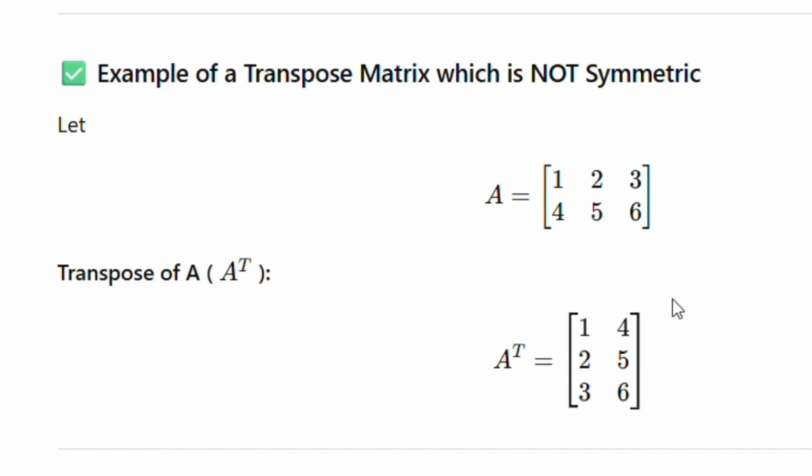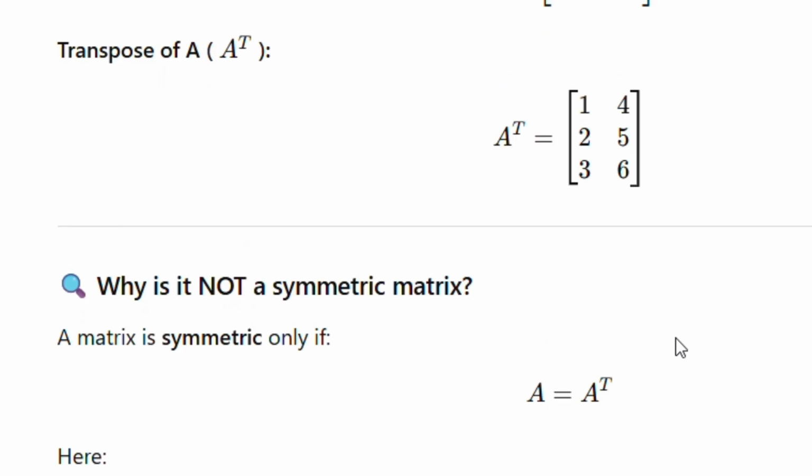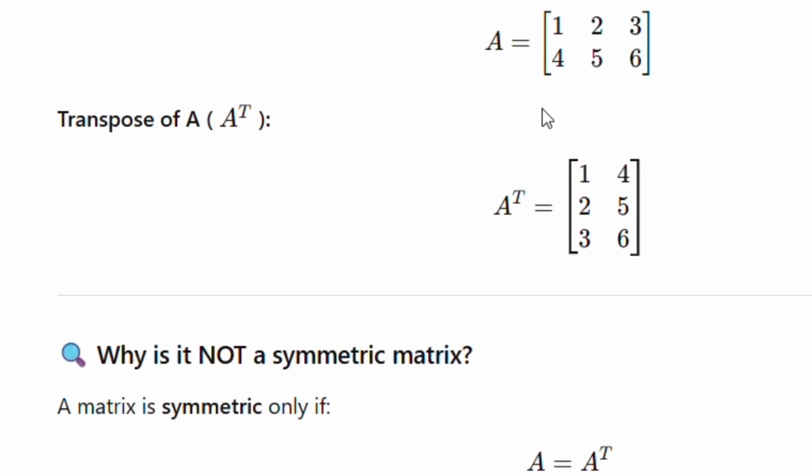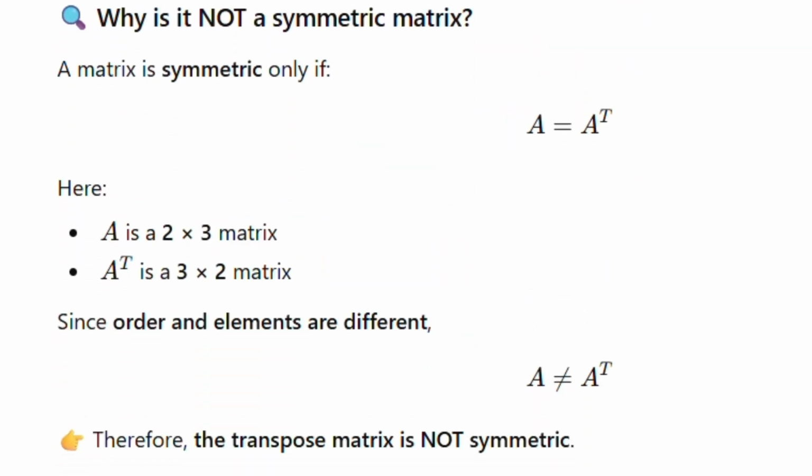But here these two are not equal. This is a 2 row, 3 column, 2 by 3 matrix, and this is a 3 by 2 matrix. Therefore, a matrix is symmetric if and only if it is a square matrix. That means the order must be equal. Then only a square matrix can be symmetric. The transpose of a non-square matrix is never symmetric.